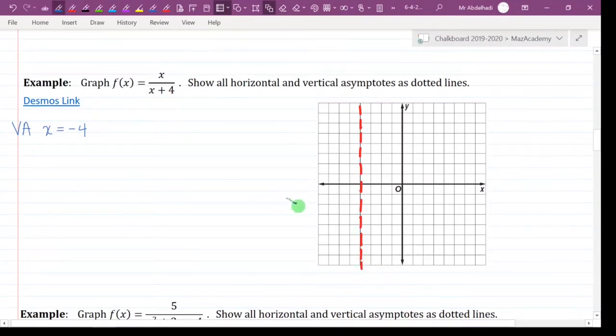Is there a horizontal asymptote? Now, if you remember horizontal asymptote, you look for top heavy, bottom heavy, or balanced. Well, the power on top here is a 1. The power on the bottom here is also a 1, so it's balanced.